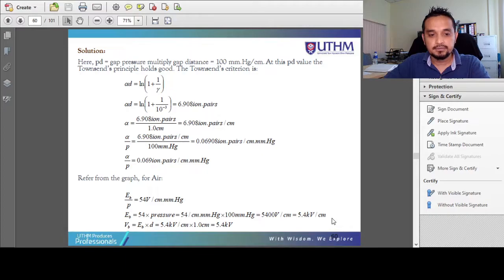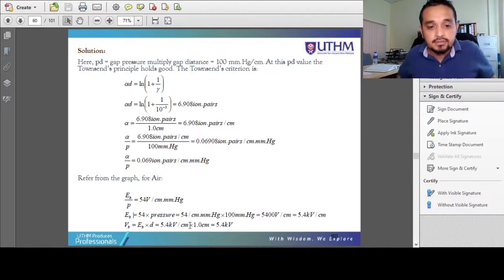We've got these values, and we know that the electric field can be obtained by voltage divided by the distance of the gap. In this case, the breakdown voltage can be calculated by rearranging the formula: electric field EB times distance, and the distance obtained from the equations is 1 centimeter. So eventually we should be able to calculate the static breakdown voltage, which is 5.4 kilovolt.